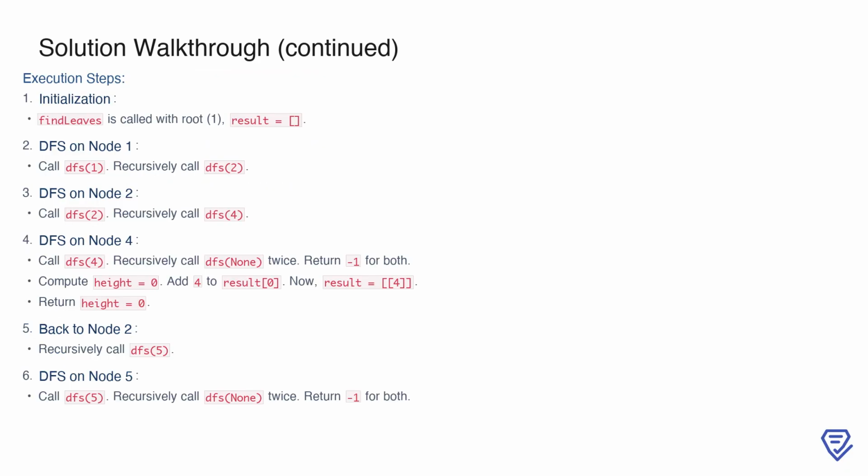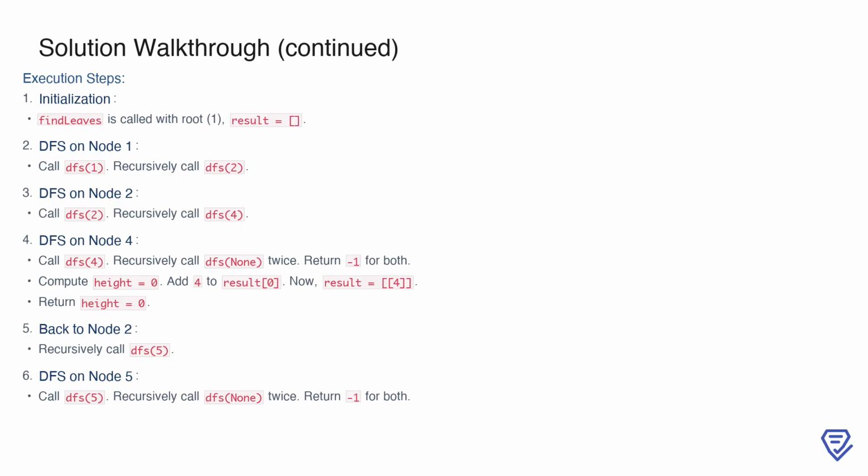In the third example, we are given a full binary tree where node 1 is the root, nodes 2 and 3 are its children, and nodes 4 and 5 are the children of node 2. Starting with findLeaves invoked on node 1, we initialize result as an empty list. The DFS begins at node 1, moving to its left child, node 2. At node 2, we delve into its left child, node 4.